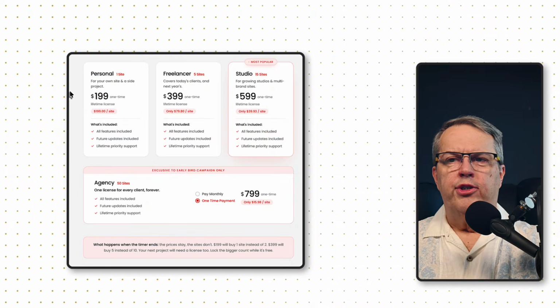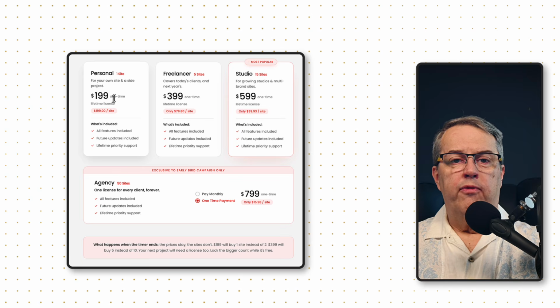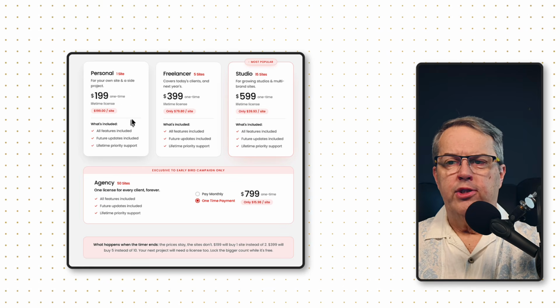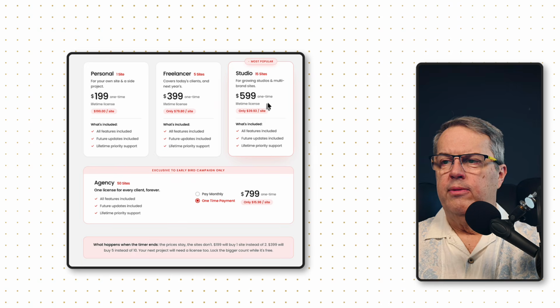So what's it going to cost you? Personal for one site, lifetime deal is going to be $199. You'll get support for the lifetime of the product. You won't have to pay anything ever again. So for one site, all features, all future updates, all priority support. There's a freelancer version for 5 sites, one-time payment, $399. And then there's a studio version for 15 sites for $599.